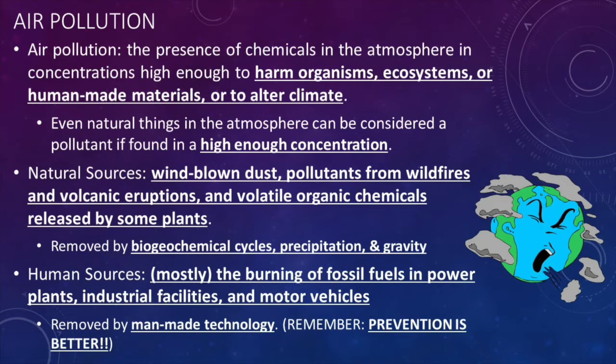Human sources of air pollution mainly fall back on the burning of fossil fuels. All of these pollutants are semi-removed by natural processes such as the biogeochemical cycles, precipitation, and gravity. But even with the help of new technology that can remove these pollutants from waste before it leaves a motor vehicle or factory, the amount of pollution we emit into the atmosphere is too much for the Earth to take care of on its own. This is important to remember yet again. Prevention is better than cleaning up a mess later.